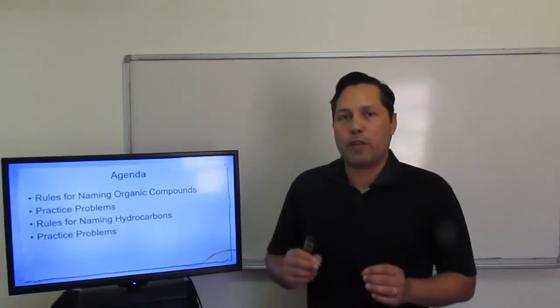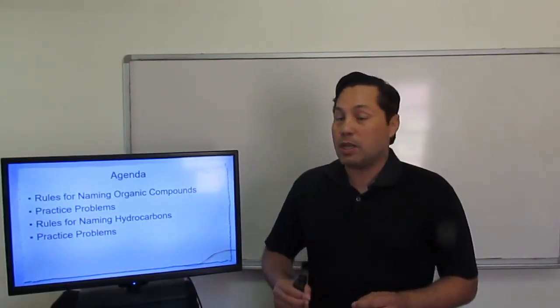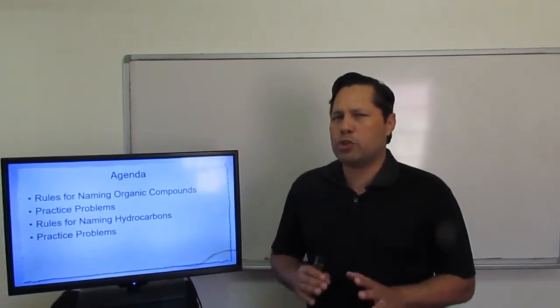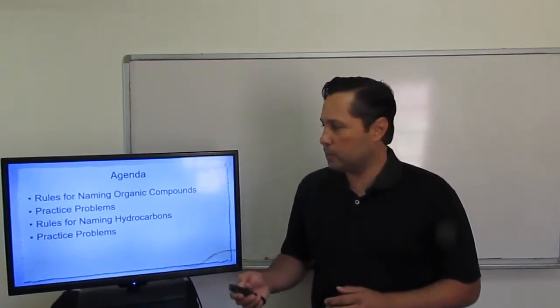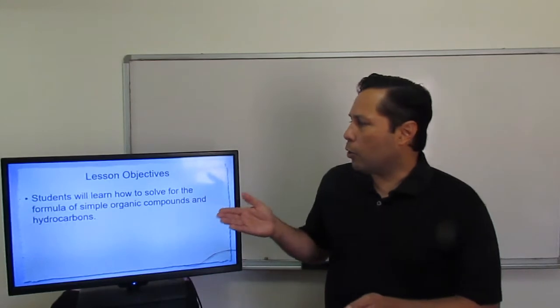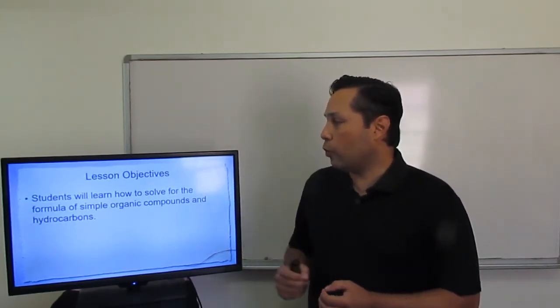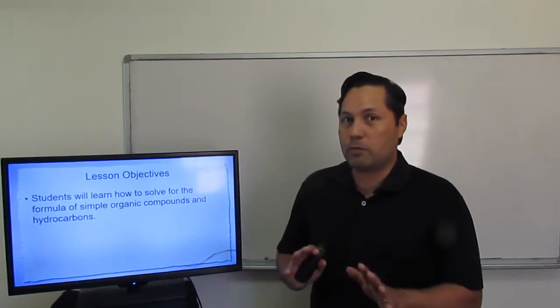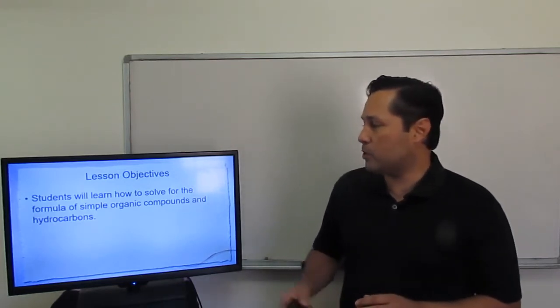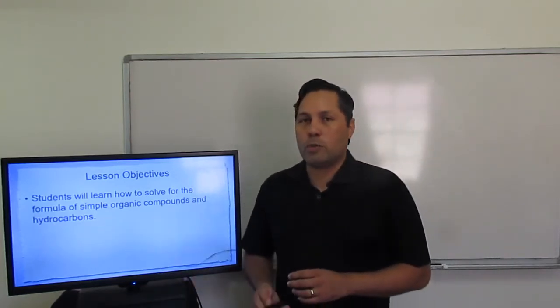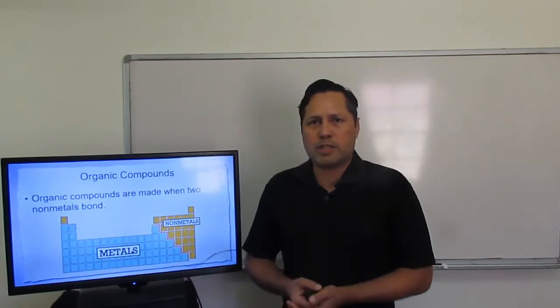Those are molecules that have carbon and hydrogen. We'll be starting with very simple molecules for this lesson. They can get very complicated, but we're just going to stick to the simple compounds. So, our objective for the lesson is that students will be able to solve for the formula of simple organic compounds. Again, we're just keeping with very simple compounds and hydrocarbons as well. Alright, so let's get started.